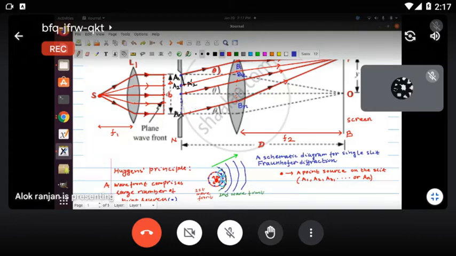Is this clear so far? Yes, sir. Yes, sir. So the diagram part is clear.